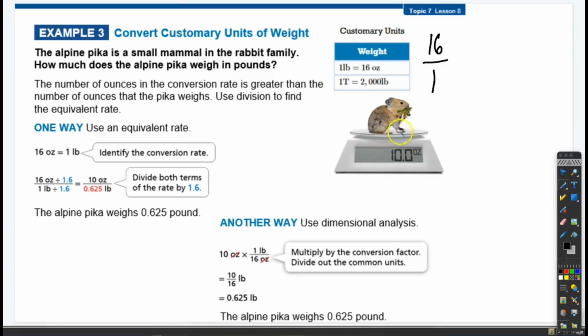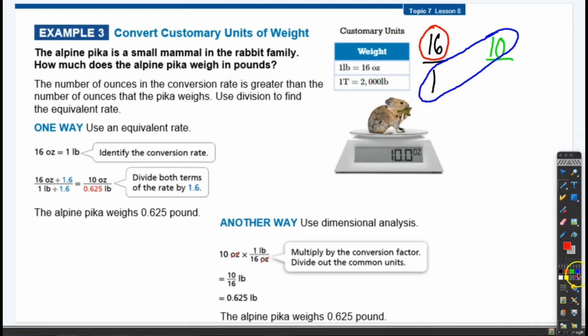So we see this little Alpine Pika is 10 ounces. So ounces goes on the top. And then we don't know how many pounds it is. But do we know how to go from 16 to 10? No, that's a little tough. So I'm going to use the bat and ball method. The two numbers that are across from each other make a bat. And then draw my little ball.